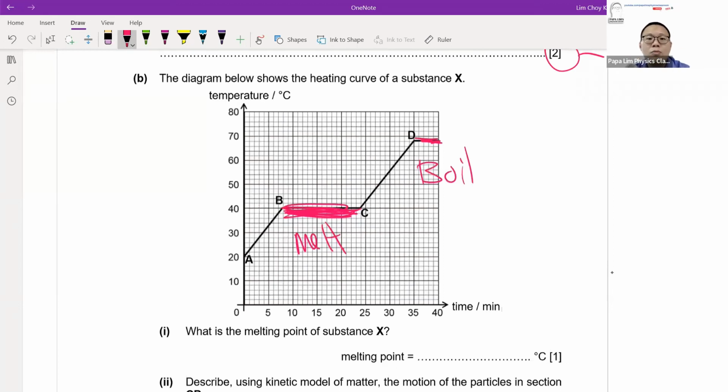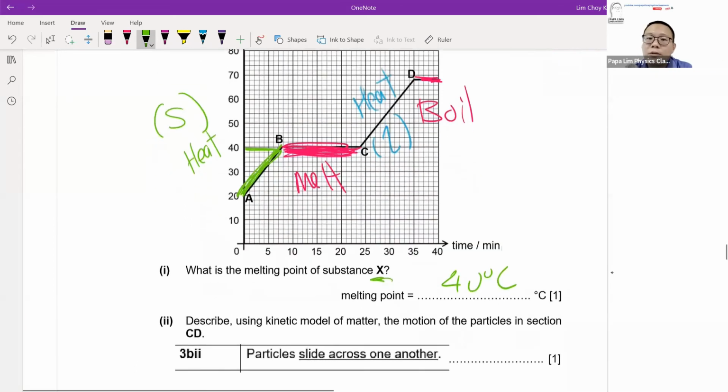In between, if you know the heating and boiling stages, you will know that the first section, A, B here, refers to the heating process. The second one here will be the heating process too. Of course, the second heating line that you see is actually heating of liquid. The first heating line that you see is actually heating of solids. So the melting point of X is actually this line here, which is 40 degrees. So know how to read the heating curve.